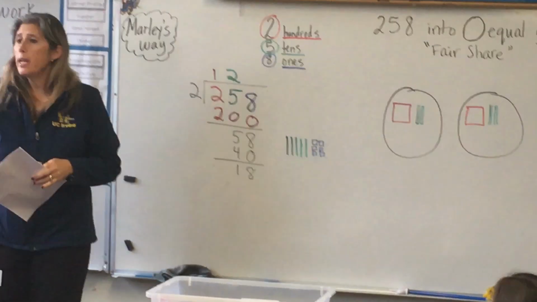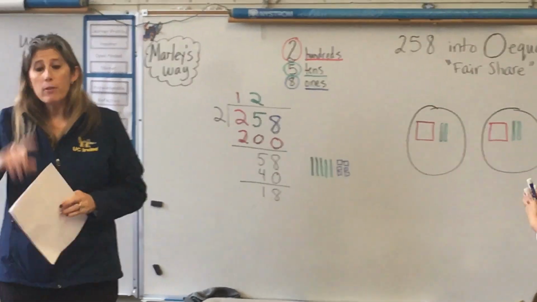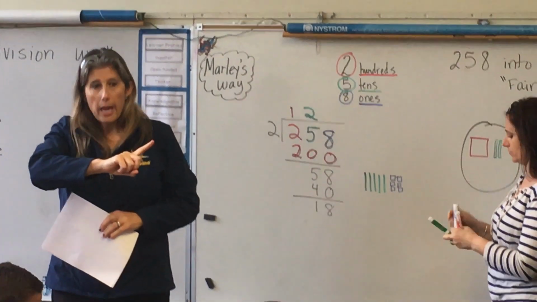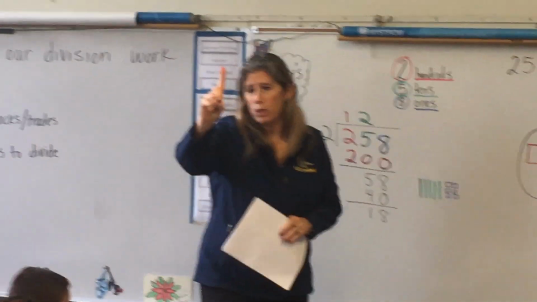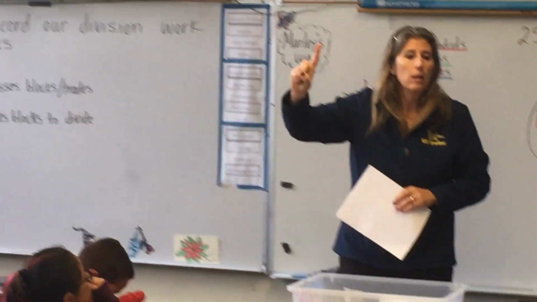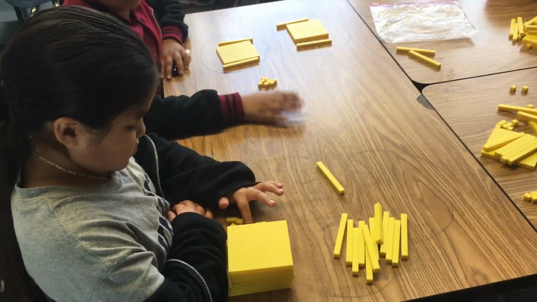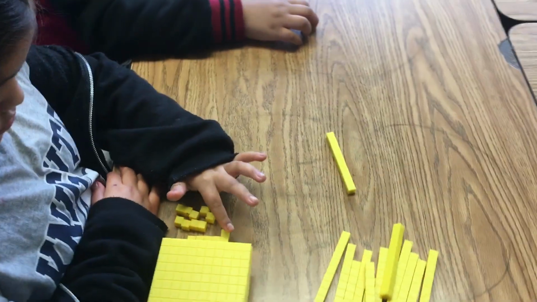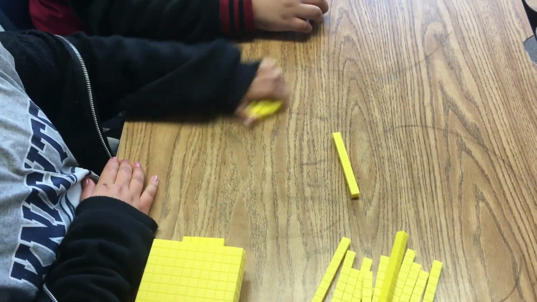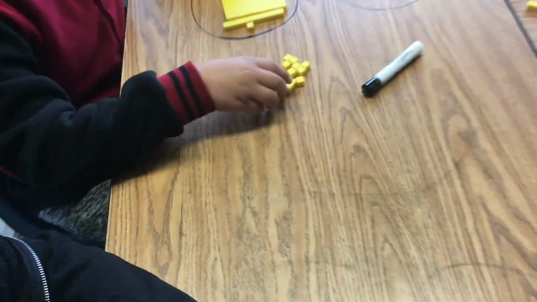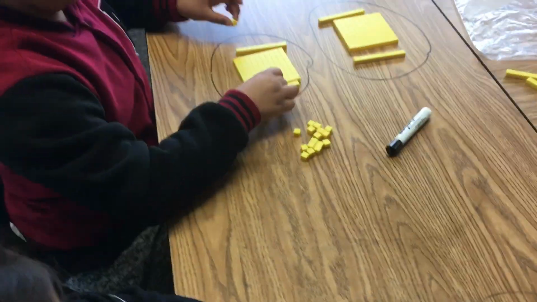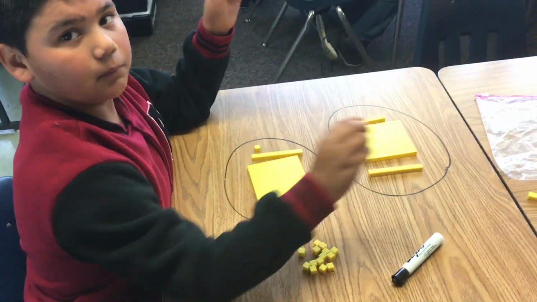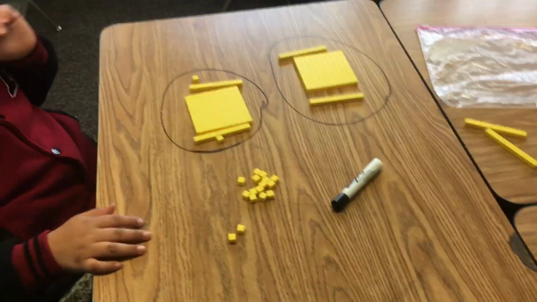Some of you already have 18 ones. Some of you have 1 ten and 8 ones. If you only have 1 ten, can you break that apart or do you have to go to your banker? If you need to go to the banker, go ahead, divide your ones, and then stop. Look up front when you're done. Divide them into the 2 groups.